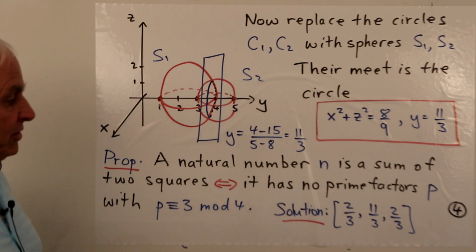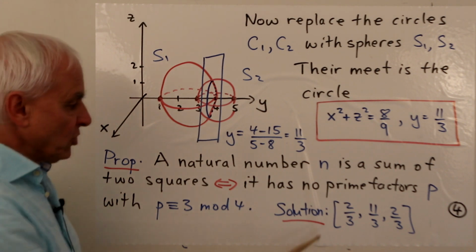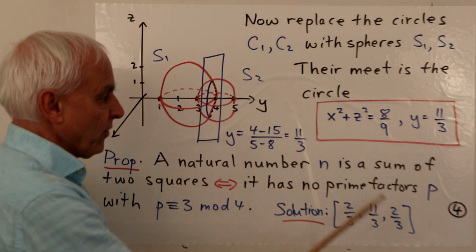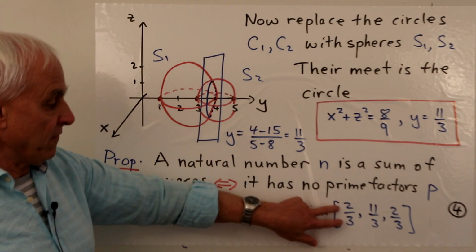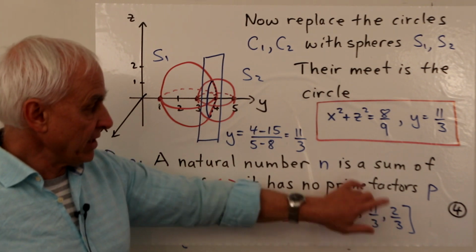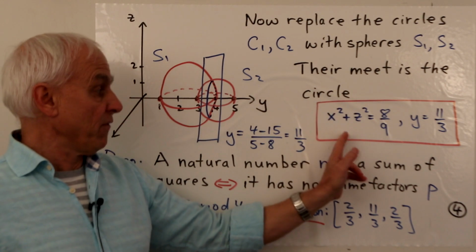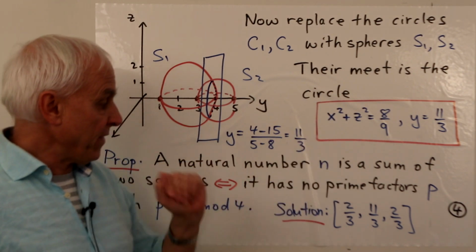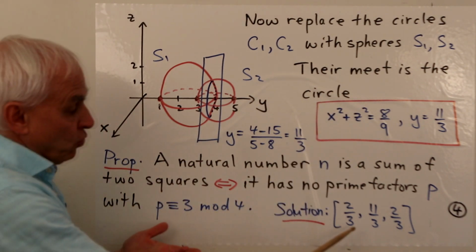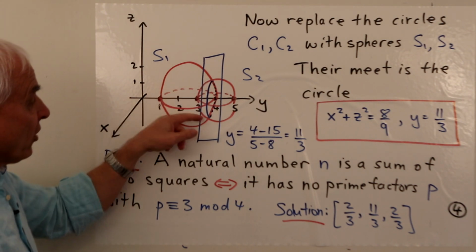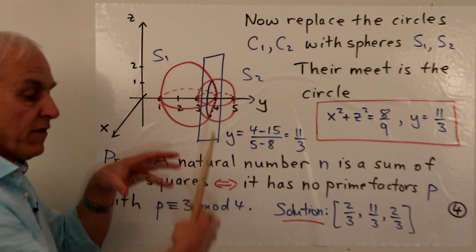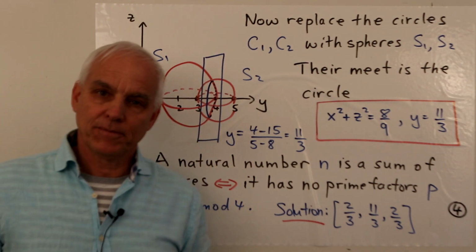It's not too hard to do, and we get 2/3 for x and 2/3 for z. So if we square this, we get 4/9. We square this, we get 4/9. So 4/9 plus 4/9 is 8/9. So we're able to solve this equation, and we're then able to find at least one point which is on this circle of intersection of these two spheres.